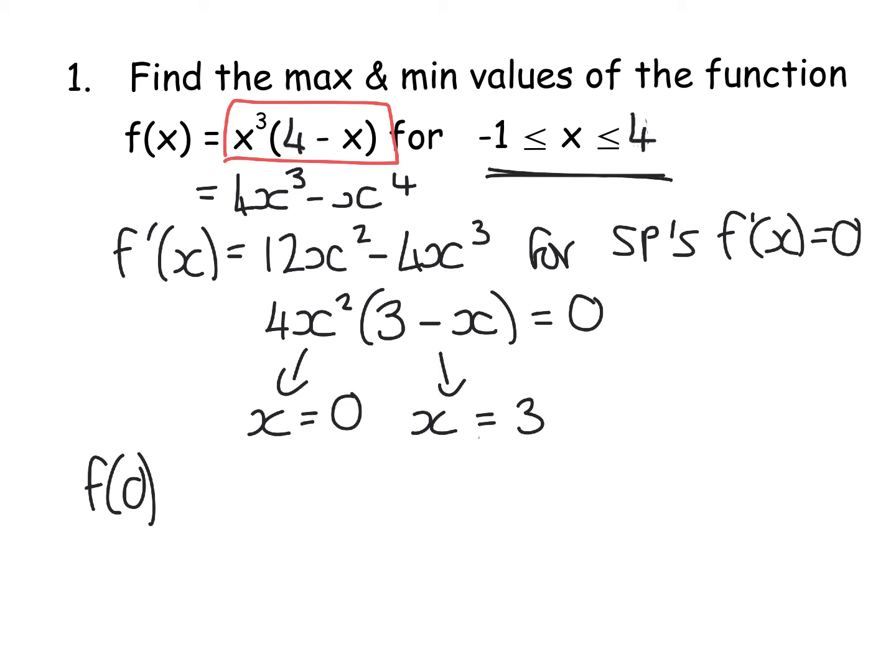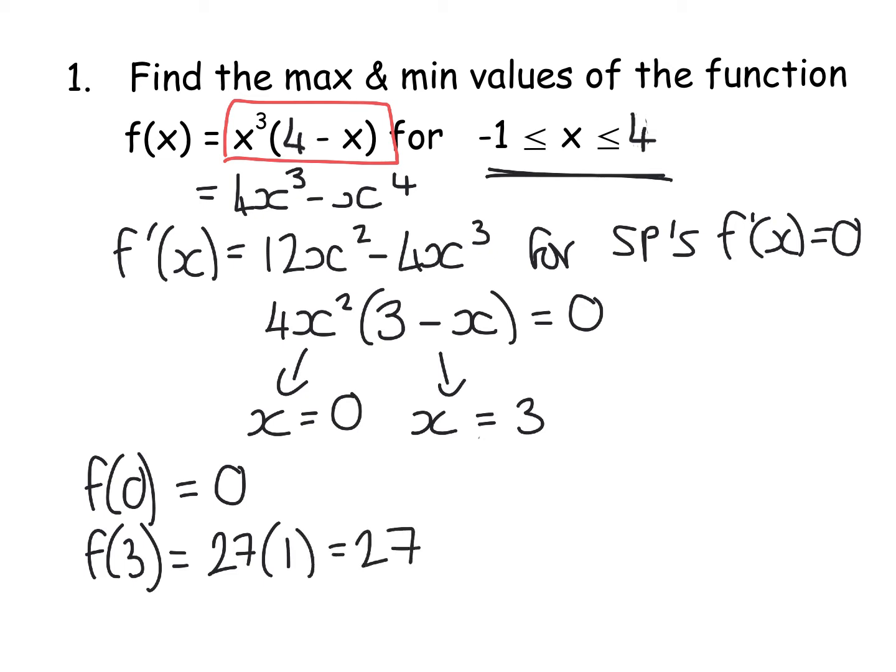So if I plug into here, f of 0 would just give us 0 take away 0, which is 0. F of 3 would give us, well, 3 cubed is 27, 4 take away 3 is 1, so the bit in the bracket is just 1, so that's just 27.